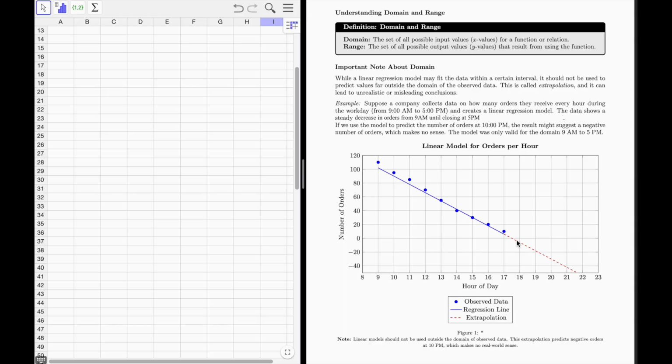Okay, so if we continue to go past 5 o'clock, this wouldn't make sense for a couple different reasons. One, they're only open from 9 to 5, so they won't be processing any purchases after 5. And the other reason, if we get past the 21st hour, between the 21st and the 22nd hour, it's going to start to drop below the x-axis, and it doesn't make sense to have negative orders. So when we create a linear model, we want to make sure that we're creating the right domain. We don't want to go past a certain point on the line that's not going to make sense. So I would say that my domain for this model would be from x is equal to 9 to x is equal to 17. And we wouldn't use it outside of that interval.